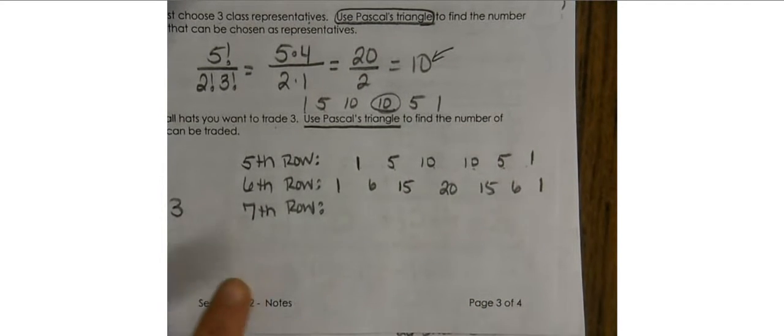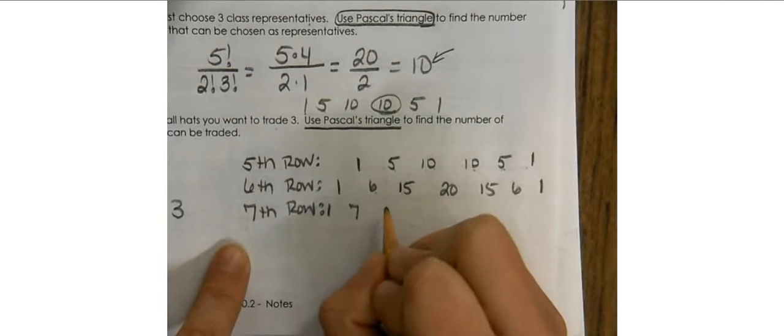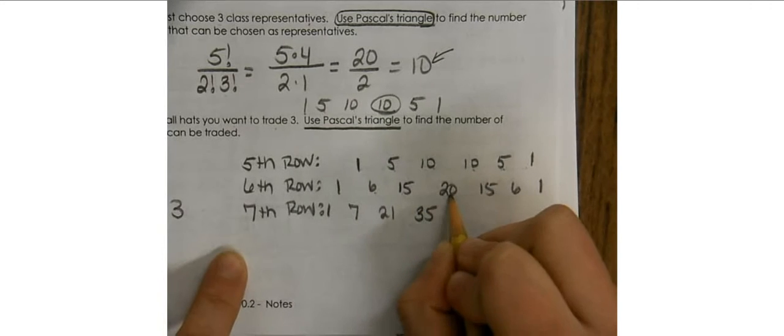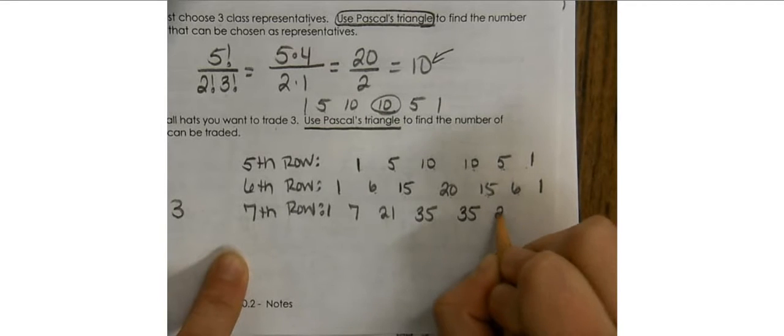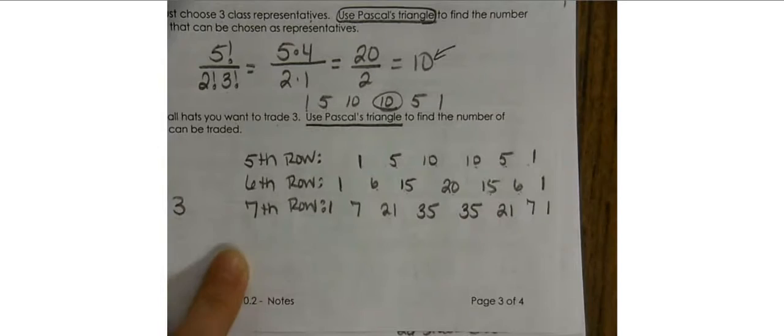So next, I'm going to start with the number 1. 1 plus 6 is 7. 6 plus 15, that is equal to 21. 15 plus 20, that is 35. 20 plus 15 is 35. 15 plus 6 is 21. 6 plus 1 is 7. And I end my row with a 1.